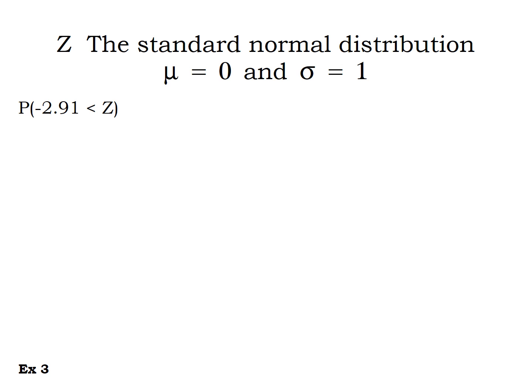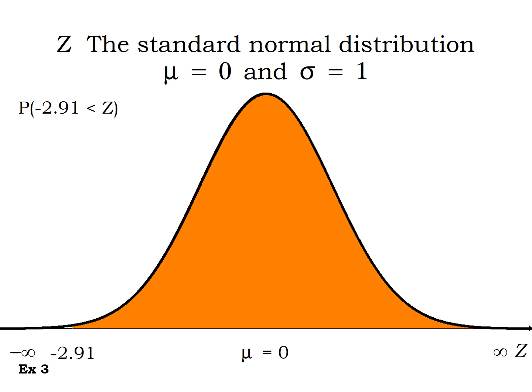For the second example, we're going to find the probability that Z is greater than negative 2.91. So again, I know it's Z, that means standard normal distribution. Mean of 0, standard deviation of 1. Draw my bell curve, centered at 0. Label the bottom right hand corner Z. And I want to find the probability of being negative 2.91 or higher for my Z score.